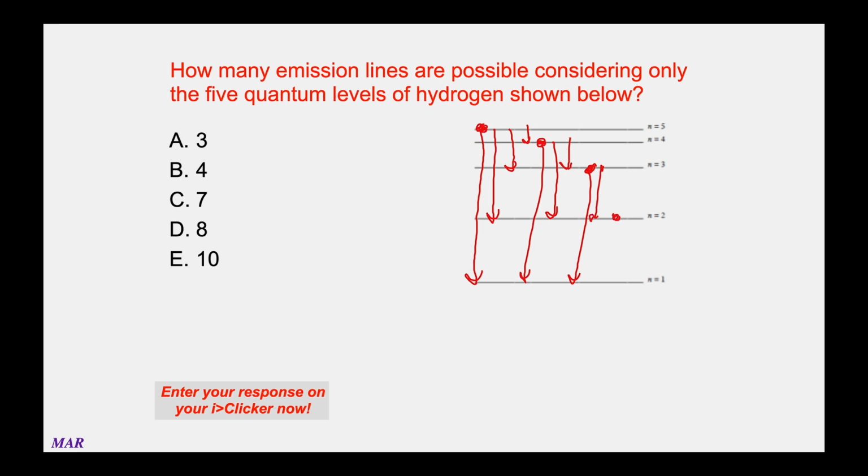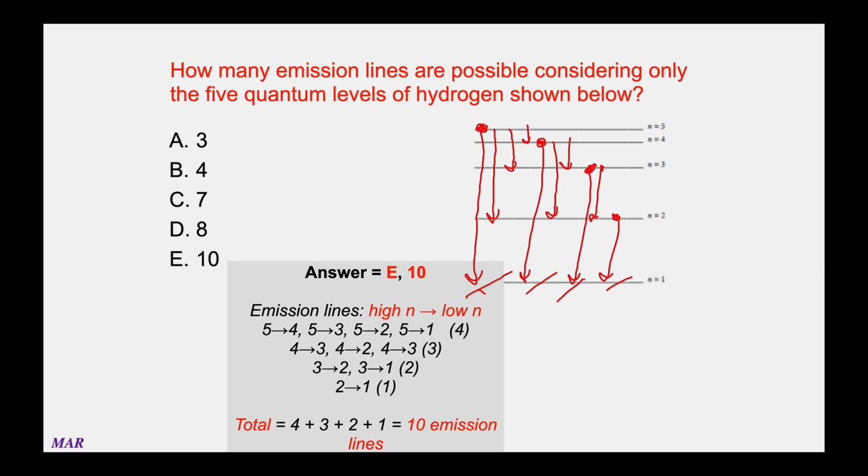And then finally, you could also have a 2 to 1 transition. So there's 4 in this initial group, 3 here, 2 here, 1 here. 4 plus 3 plus 2 plus 1, I believe that's 10. Now another way, instead of writing arrows, which is what I did in the diagram there, you could write 5 to 4, 5 to 3, 5 to 2, etc. Those are alternative ways to represent the number of emission lines. But in the end, you should have 10 emission lines from the first 5 levels for hydrogen.